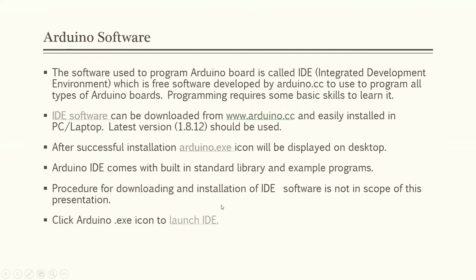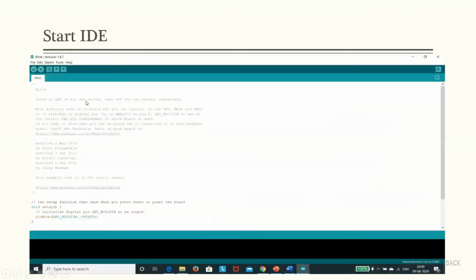Once the software is installed, you can check it by launching the IDE. You double click the Arduino icon to launch the software. Once you launch the software, you will see a screen like this. If you see a screen like this, it means your Arduino IDE software is successfully installed and working, and now your board is ready for programming and accepting the program.